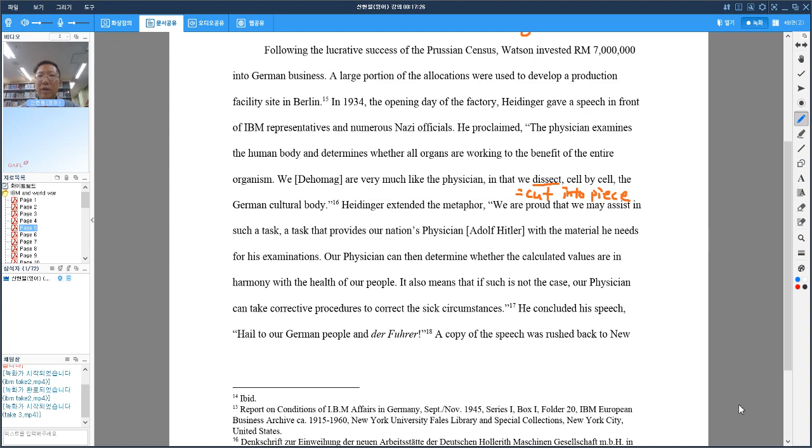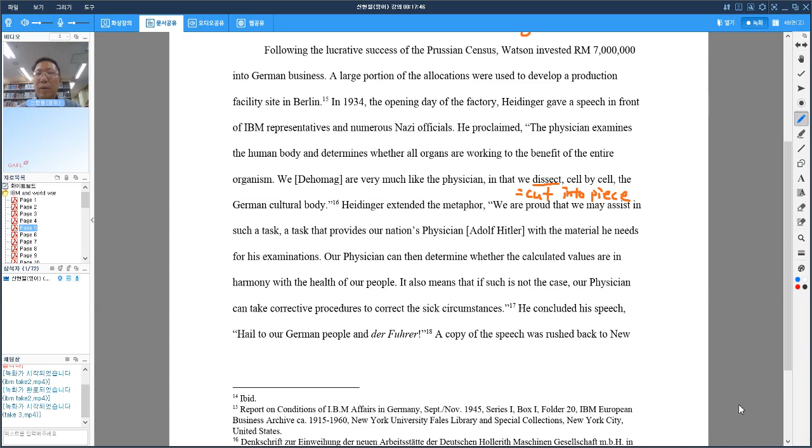And Heidinger extended the metaphor. We are proud that we may assist in such a task that provides our nation's physician, Adolf Hitler, with the material he needs for his examinations. And he also made the speech go even further, making more comparisons.